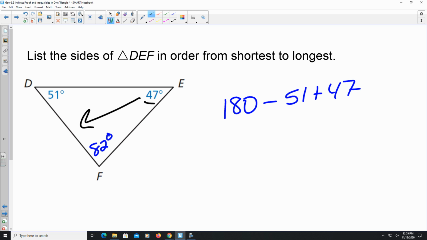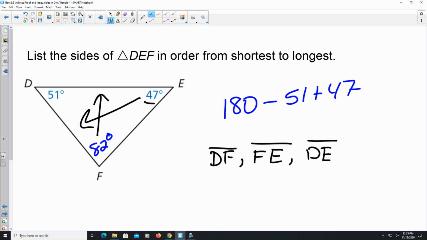Looking at the opposite, that means DF is my shortest side. Next, 51 is the next value, so that means FE is my second smallest. And then my largest value comes opposite of the 82 degrees because it's my largest angle. So that means DE is my largest or longest side.